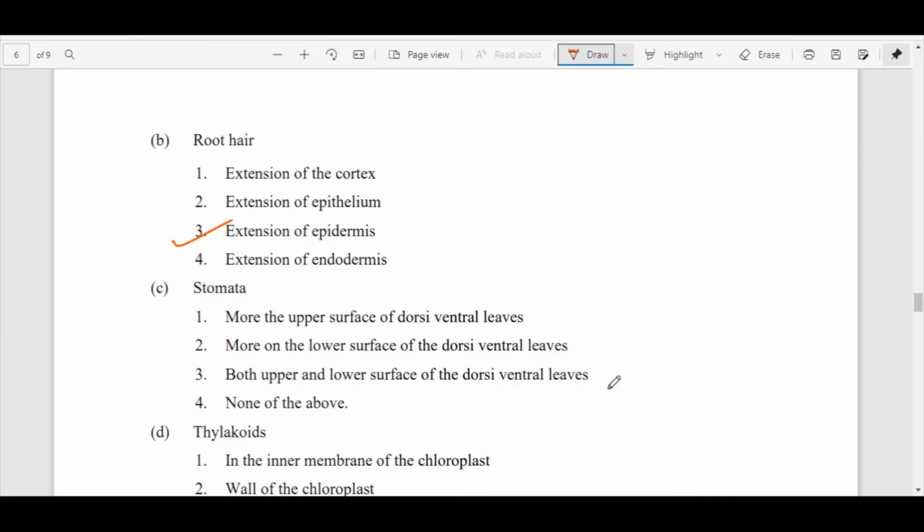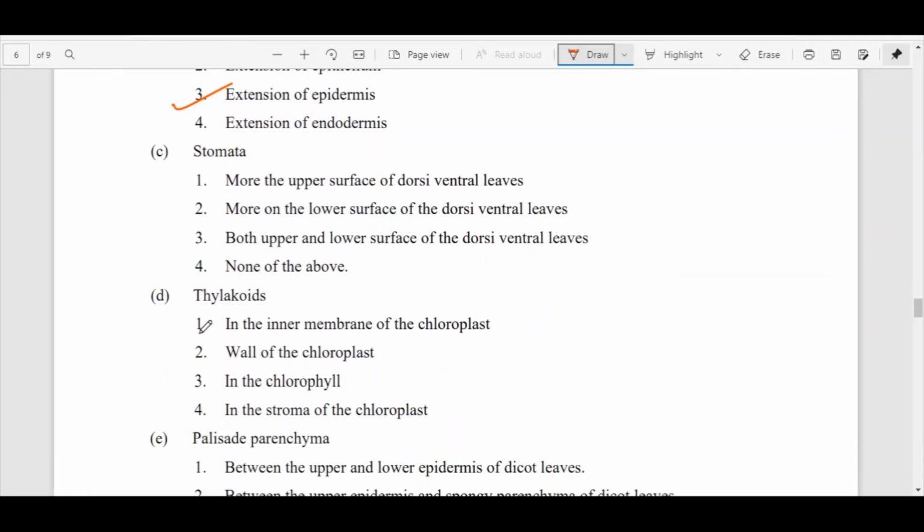Moving ahead to the question number C, that is stomata, and options are stomata are more on the upper surface of a dorsiventral leaf. No children, it's wrong. Option number 2, more on the lower surface of the dorsiventral leaves. Let us see. Number 3, both upper and lower surface of the dorsiventral leaves. Option number 4, none of the above. So this is wrong, this is wrong. The correct one is option number 2, that is stomata are more on the lower or dorsal surface of the dorsiventral leaves. Okay, lower surface is what we also call the dorsal surface.